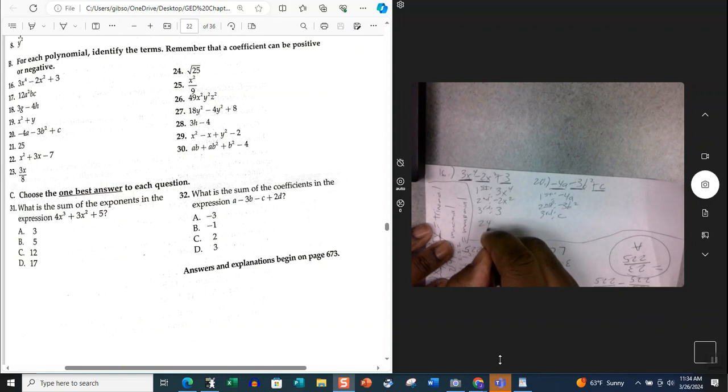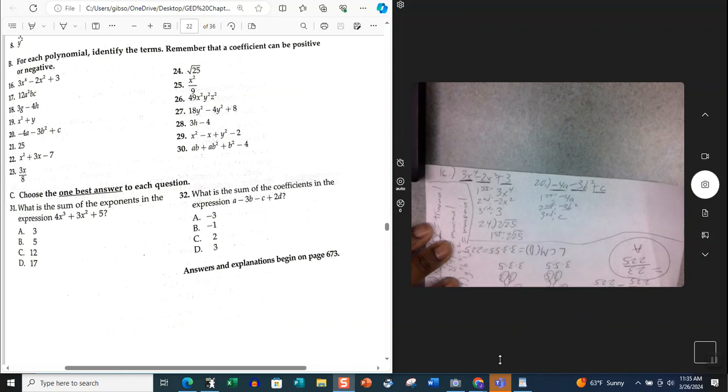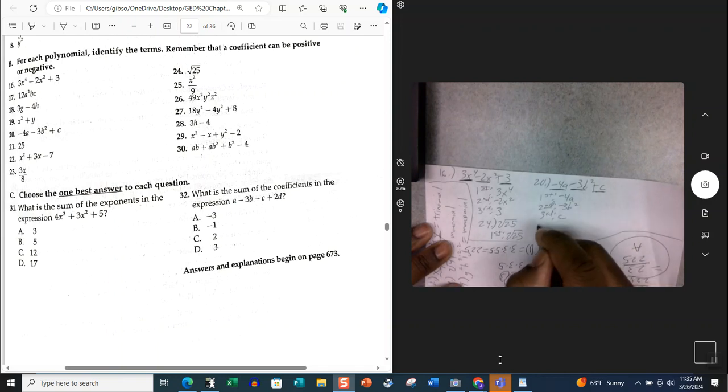Now we'll jump to problem 24. 24 is the square root of 25. Now remember, that is permitted, and we know that's a monomial. So your first term would just be the square root of 25. It'll just be the constant. Okay, now the last one that I would want to do would be problem number 30.